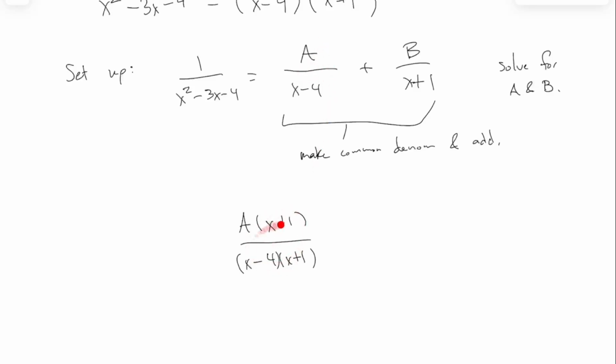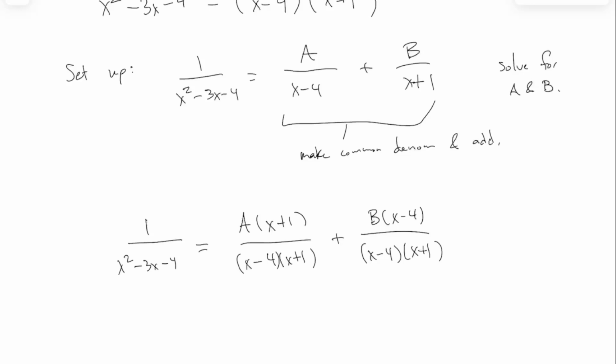So it ends up looking like this. And then similarly for the other one, to make the common denominator here, I have to multiply by x minus 4 on the top and the bottom. So the other one looks like b(x minus 4) over (x minus 4)(x plus 1). All right, and of course this all equals, I'll write the left-hand side again, 1 over x squared minus 3x minus 4, like that.